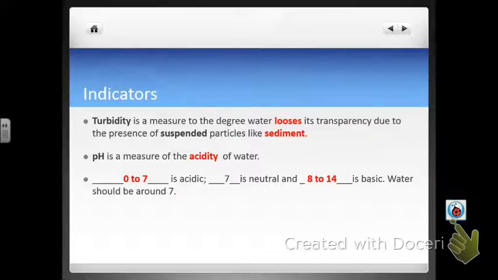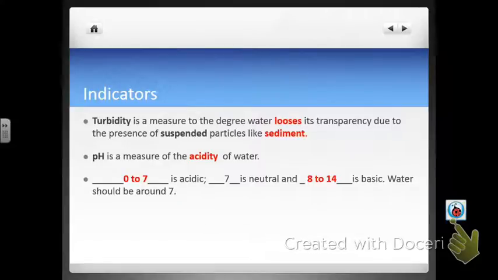pH is a measure of how acidic the water is, or the opposite of an acid is an alkaline. So all of your cleaning products and detergents are alkalines. Acids, hydrochloric acid, carbonic acid, sulfuric acid, things that are used in manufacturing processes. If they end up in the water, you can create fish kills as well.